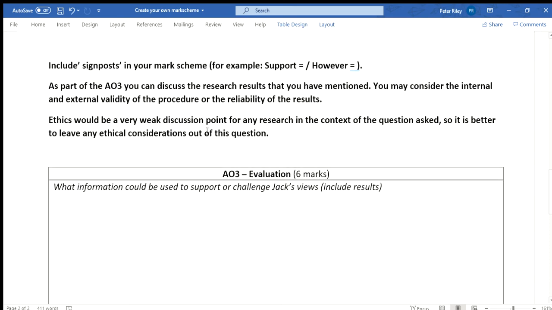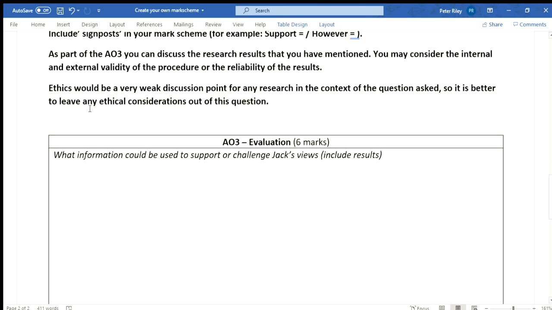research. This is where we would go into more detail with the actual results of the studies, because you're effectively supporting some of the explanations that you've made in your AO1 when explaining Jack or Sarah. I've put there ethics. Ethics is a really weak discussion point, so we're going to completely leave it out of our mark scheme, because examiners would be told early on that ethical considerations aren't really credit-worthy for this kind of question. Because you're explaining Jack and Sarah's views, to then start to criticise research that supports Jack and Sarah's views by talking about ethics, you're starting to go a little bit off task and you're not actually answering the question that's asked. So in your mark scheme, let's completely ignore ethics.